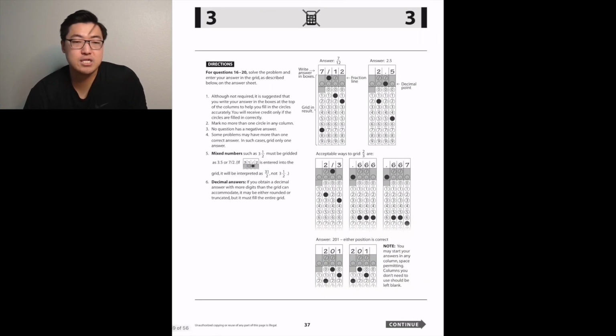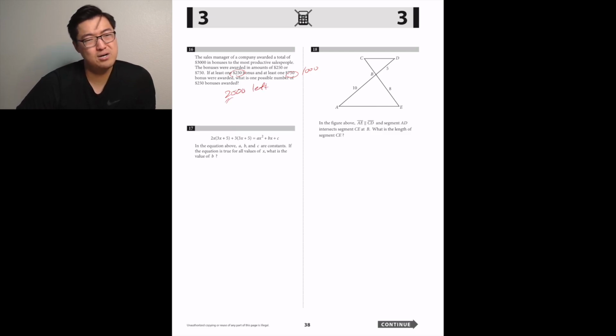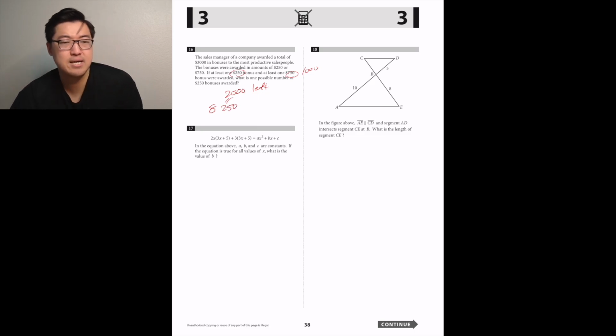The sales manager of a company awarded a total of $3,000 in bonuses to the most productive salespeople. The bonuses were awarded in amounts of $250 or $750. If at least one $250 bonus and at least one $750 bonus were awarded, should be plural? I think that's right, actually. What is one possible number of 250 bonuses awarded?